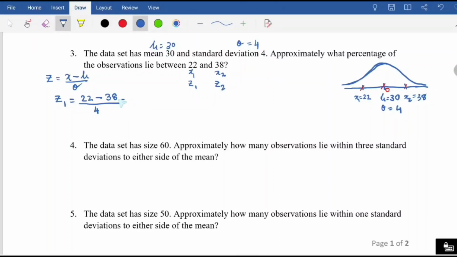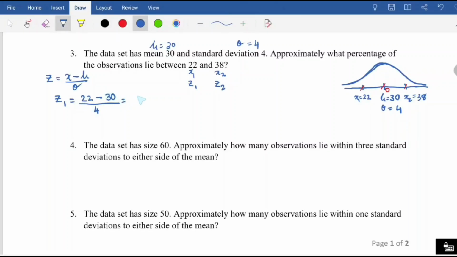All right. Sorry, it's 30. I don't know why I wrote 38. Let me erase this. This should be a 30. 22 minus 30 divided by 4. By mistake, I wrote this 38, which is the x sub 2 value, for mu, but that was wrong. Mu equals 30. It's x minus mu. I just want to correct myself and also point out what I said before was incorrect.